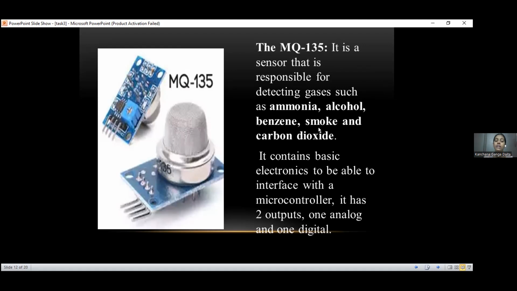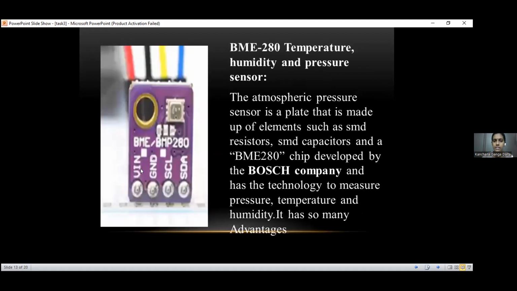Similarly, whenever the measured values are greater than the set values, it will give digital output. So it has two output interfaces: one is analog and another one is digital. And coming to the last sensor, that is BME280. It measures temperature, humidity, and pressure of the air.